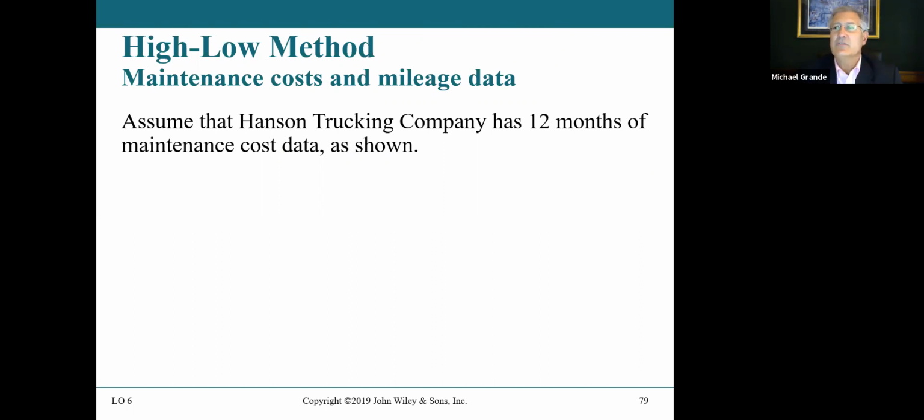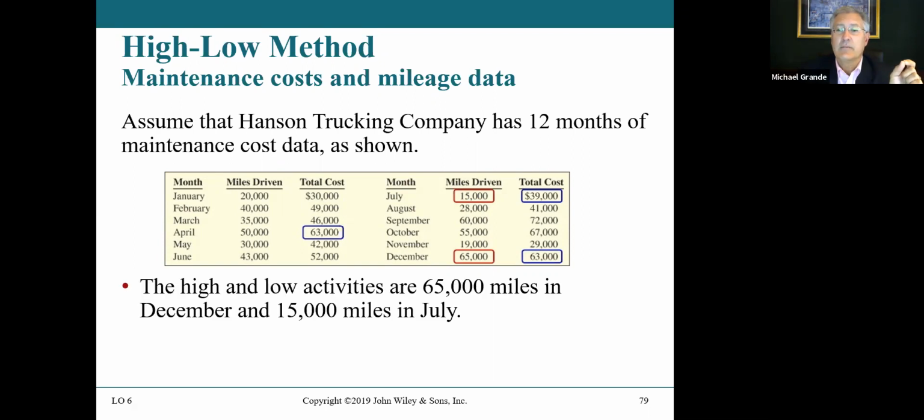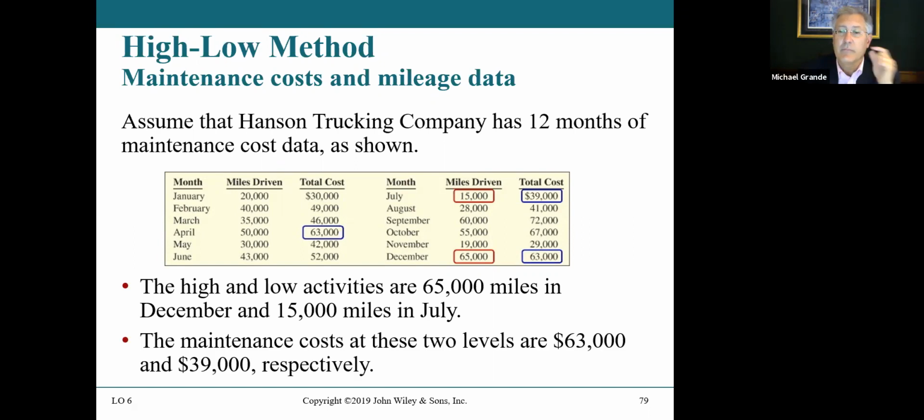So assume that Hanson Trucking Company has 12 months of maintenance cost data as shown. We want to use the high-low method. Remember, you want to identify the high activity month and the low activity month, which are clearly high is December, low is July, and the corresponding costs, 63 and 39.